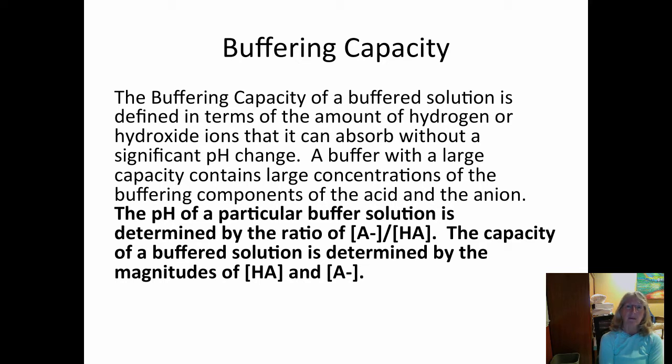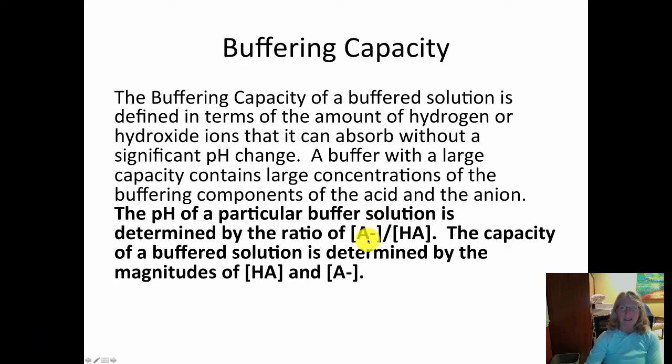If you have a buffer with a large capacity and has large concentrations of the components of acid and anion in that buffer, then that's going to be a good buffer. It's going to be absorbing any challenges that you might put to it by adding, say, a strong acid or a strong base. So the pH of a particular buffer solution is almost completely determined by the ratio of the base over the acid. I need you to get comfortable with it.